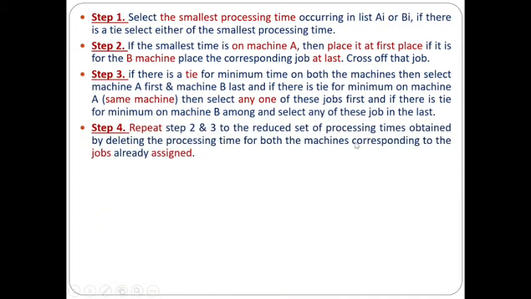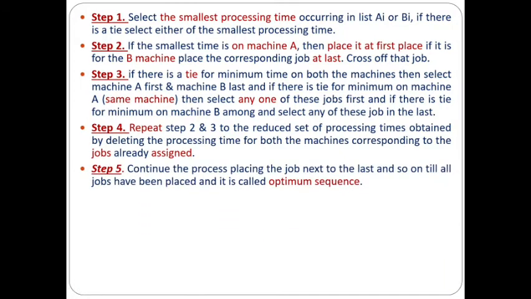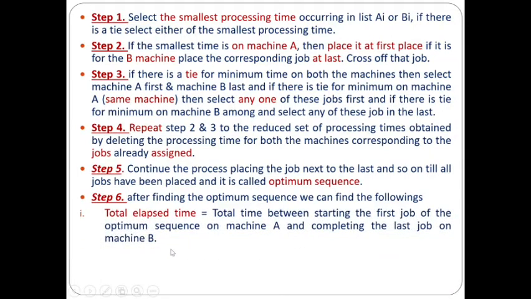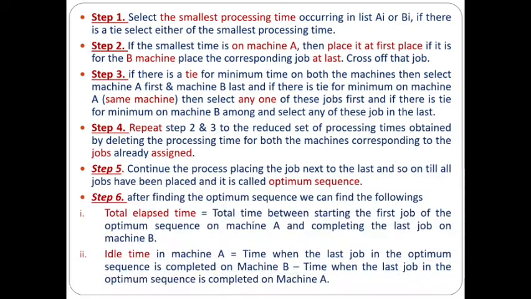We have to repeat these 2 steps, that is step number 2 and 3, after deleting the particular jobs. Then we continue this process until all the jobs are assigned. That is called the optimum sequence. After finding this optimum sequence, we have to do 2 things. One is to find the total elapsed time, that is the total time between starting the first job and completing the last job on machine B. That is called the total elapsed time. The next thing is to find the idle time of machine A and machine B.